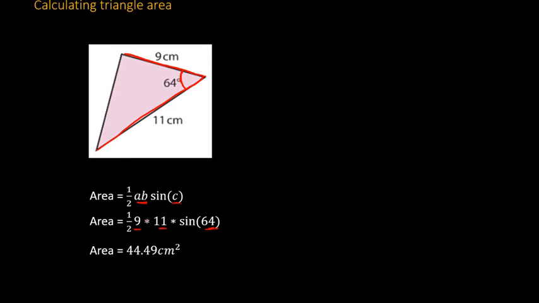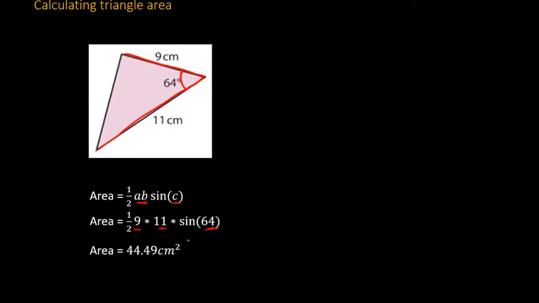Let's look at another one. So notice once again, we're asked to calculate the area of this triangle. We're given this side. We're told that it measures 11 centimeters. We're given this side. It measures 9 centimeters, and their included angle is a measure of 64 degrees. So I have my area equals 1/2 AB sine C equation, and I plug in the information. I plug in the sides 9 and 11 for A and B, and I plug in the angle 64 for C. I plug this into a calculator and simplify, and I find that the area equals 44.49 centimeters squared.